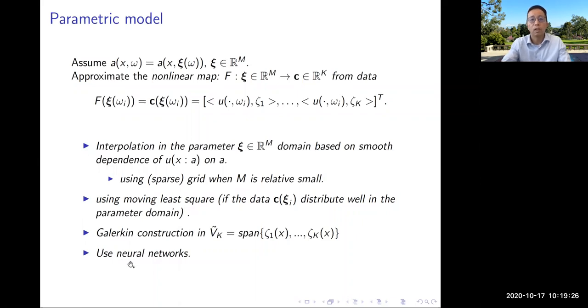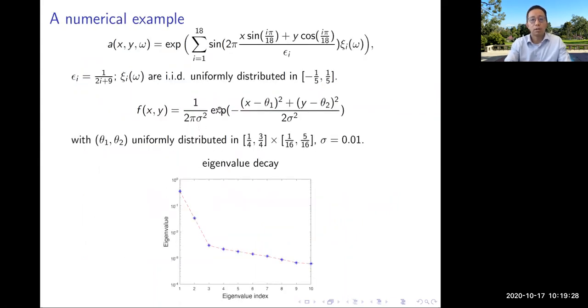Okay, so one thing to show: there are 18 parameters here. For the change of the coefficient A in this way, there are different scales. You see this epsilon_i changing depending on different i. These are different oscillation scales. The f sources are located at different places.